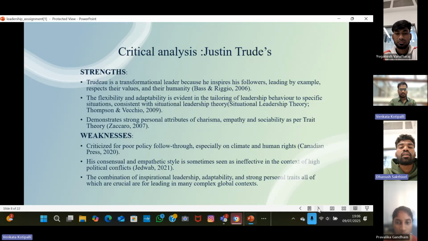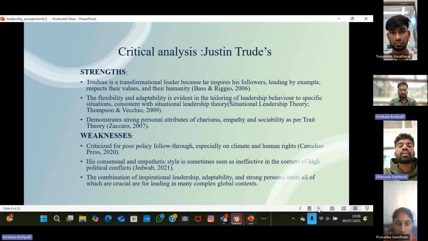The next slide is the critical analysis of Justin Trudeau. In this slide, we mention the strengths and the weaknesses. The strength is that Trudeau is a transformational leader because he inspires his followers, leading by example, with respect for values and humanity. The flexibility and adaptability is evident in the tailoring of leadership behavior to specific situations, consistent with the situational leadership theory under Thompson and Rizzo, 2019. It also demonstrates strong personal attributes of charisma, empathy, and sociability as per the trait theory.